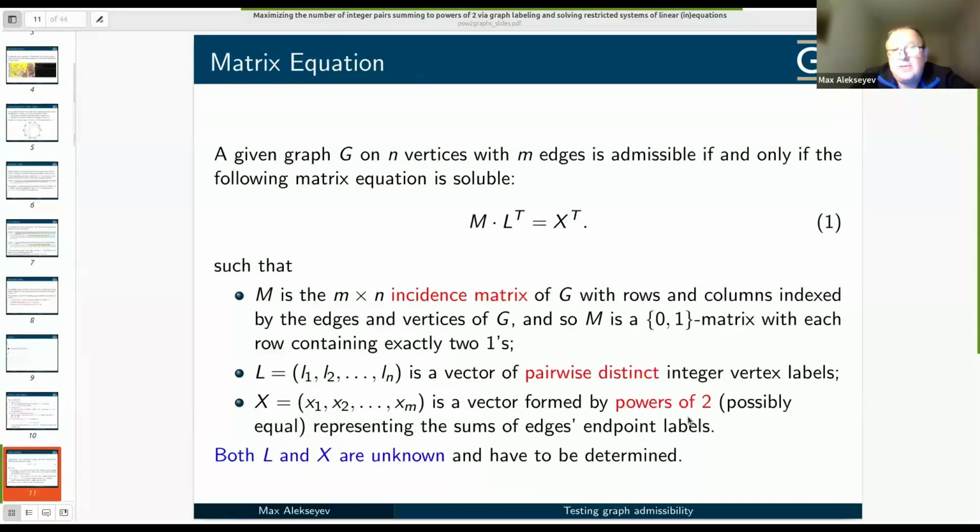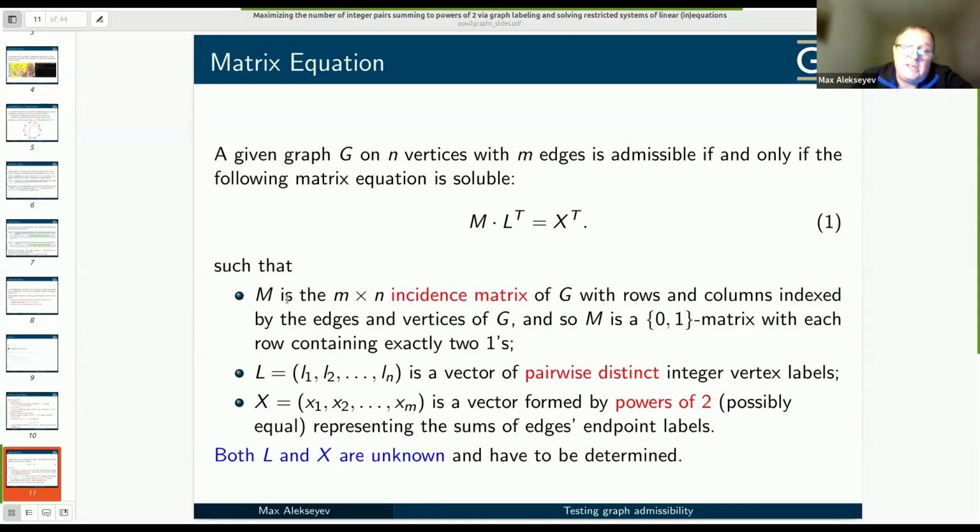Suppose we have a graph G, an unlabeled graph G on n vertices and having m edges. Then I claim that it is admissible if and only if the following equation is solvable. The equation is the following: M times L equal X. M here is what is called the incidence matrix of graph G. That is a matrix whose rows are indexed by edges of our graph, and columns are indexed by vertices of this graph.